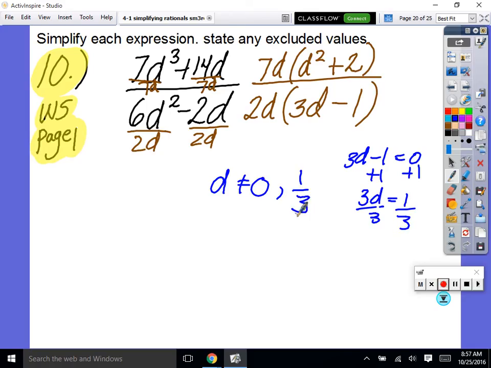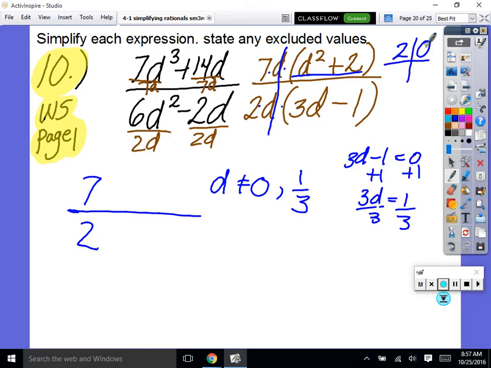Now we can divide out exact factors. Multiplication can be divided. 7 over 2 doesn't simplify, so 7 over 2, d over d becomes 1. d squared plus 2, does that factor any further? Well, it multiplies to be 2 and adds up to be 0. Anything? No. 1 and 1 multiply to be 1, right? No, we don't have anything. So we know this didn't factor further, so we're good.